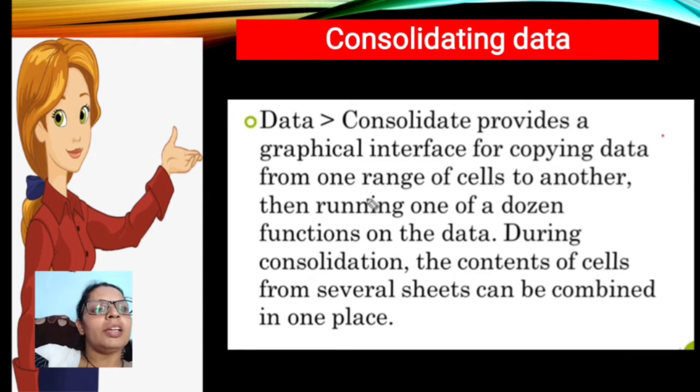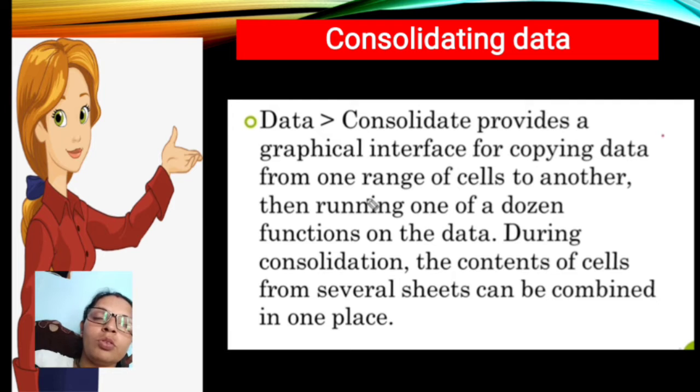Data consolidate provides a graphical interface for copying data from one range of cells to another, then running one of a dozen functions on the data. Means consolidate, what does it provide? It provides a graphical interface. We can copy data from one range of the cell to another. Meaning you can insert one range into another table.